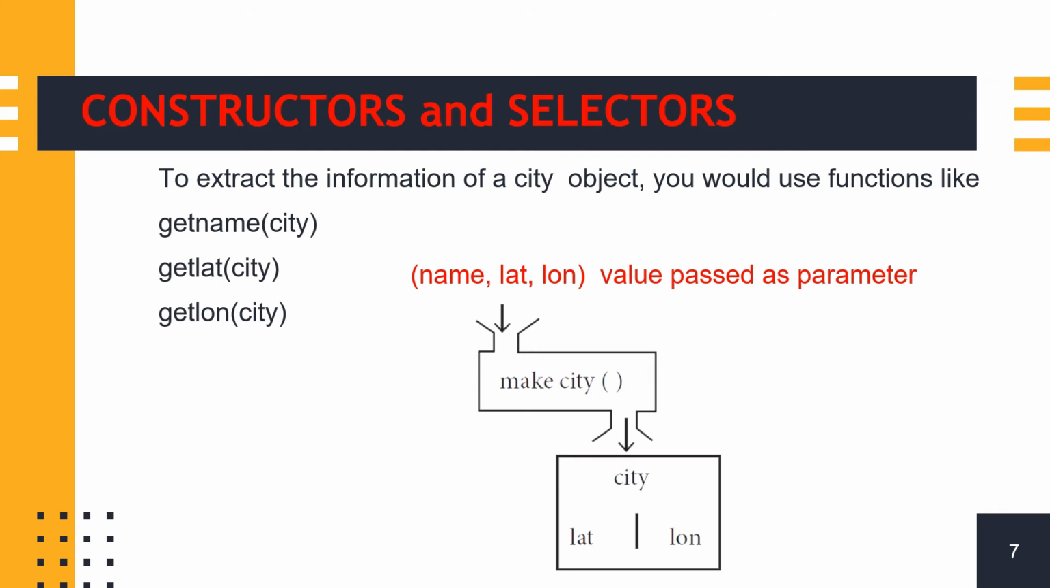Now, to extract the information of a city object, you would use functions like get_name(city), get_lat(city) and then get_lon(city). The name, lat, lon values are passed as parameters to make_city, and the city goes to latitude and longitude.